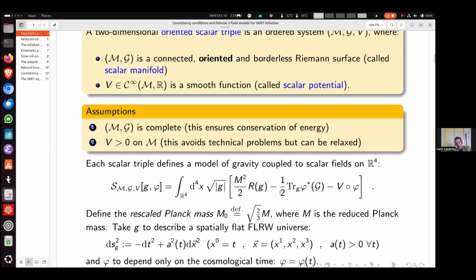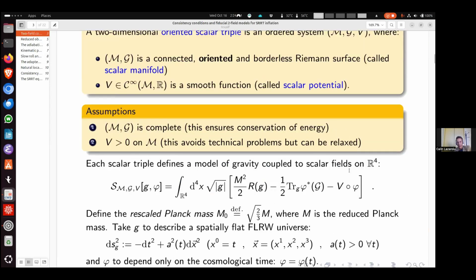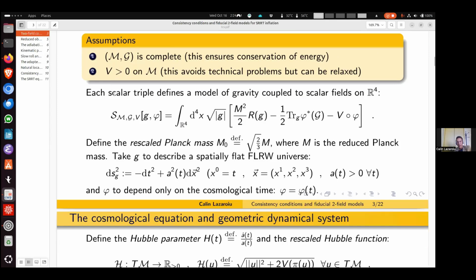about that. Okay? Good. Now, if I give you a scalar triple, then you can associate to it a model of gravity coupled to scalar fields defined on R4. So R4 will be my space-time. Of course, R4 with a standard differentiable structure.